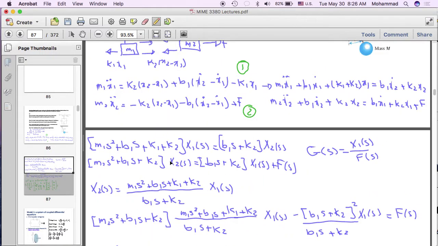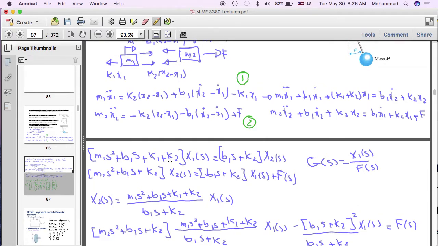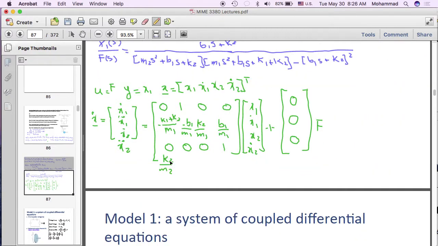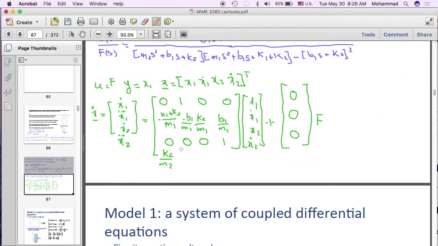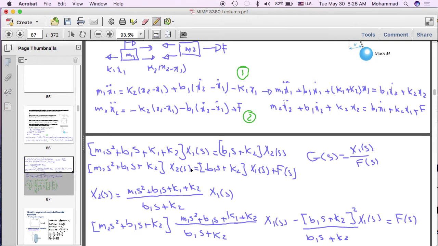Let's go and find what is multiplied by X1 dot. What is it? In equation 2, what is multiplied by X1 dot? B1 divided by M2. So positive B1 divided by M2. What is multiplied by X1 dot?